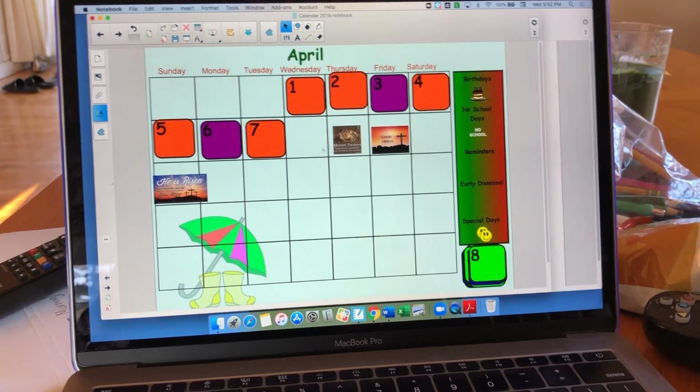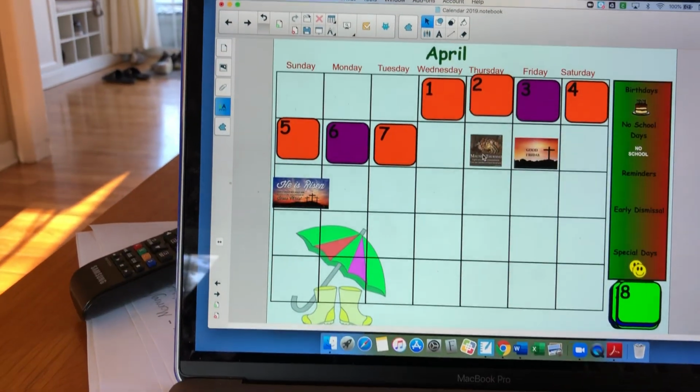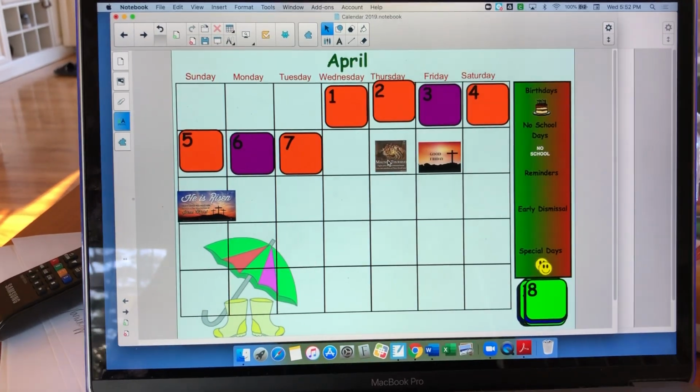Good job. And 2 more days till Monday, Thursday. 1 day till Good Friday. And 1, 2, 3, 4, 5 days till Easter.